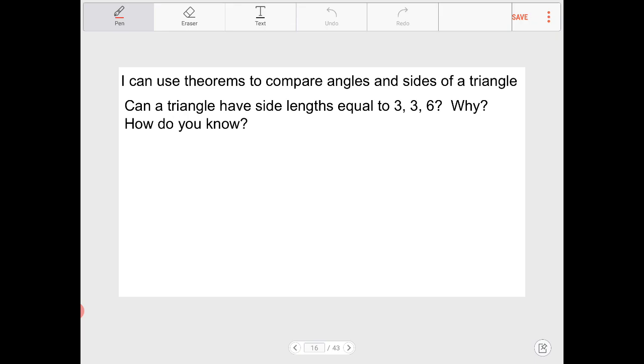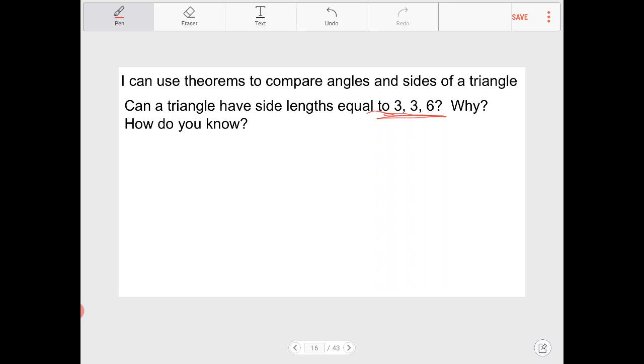Can a triangle have side lengths equal to 3, 3, and 6? Why and how do you know? This is an extension of the ideas just demonstrated regarding angle-to-side relationships. Pause the video to see if you can answer this question. Can a triangle have side lengths of 3, 3, and 6, and why?